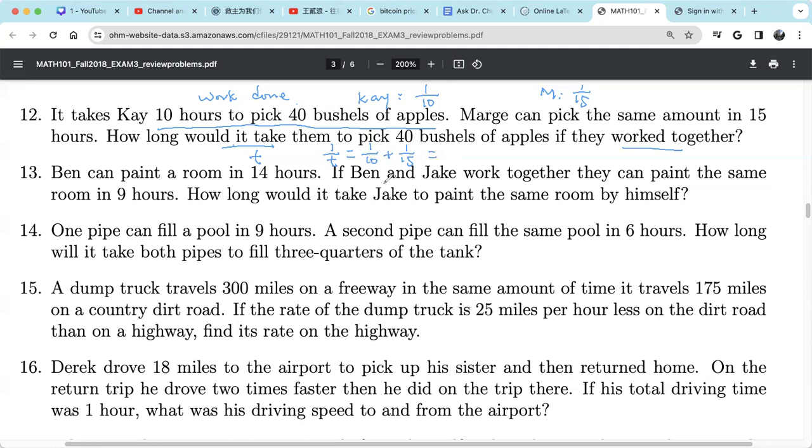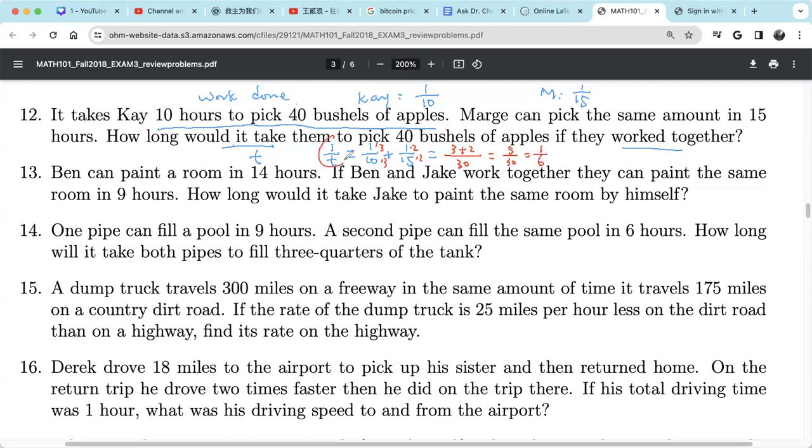We just need to add up those 2 fractions. Let me change my color. We need a common denominator. The least common denominator is 30. So multiply 3/3, multiply 2/2. So 1 times 3 is 3, 1 times 2 is 2. We add up those 2 numerators, and the denominator is 30. Okay, so we get 5/30. That can be simplified. Divided by 5 in the numerator and in the denominator, that's 1/6.